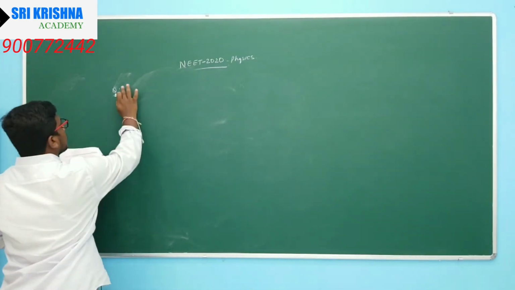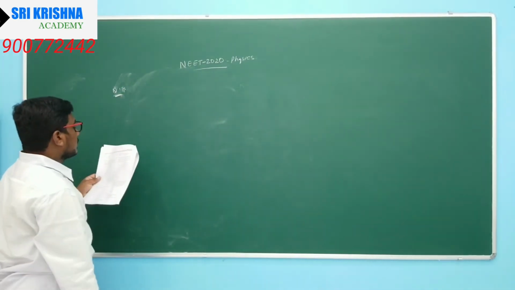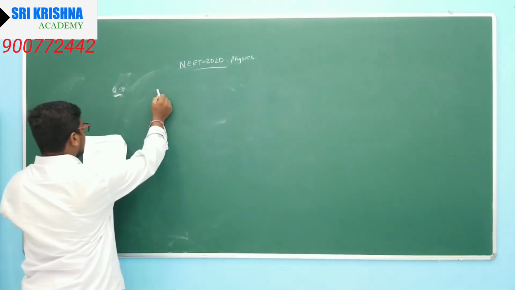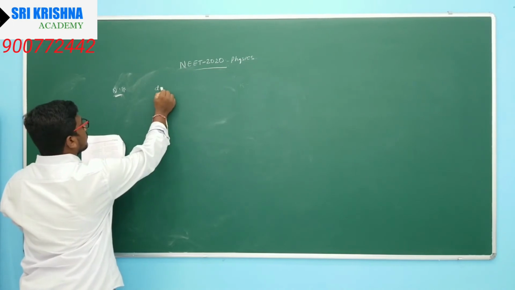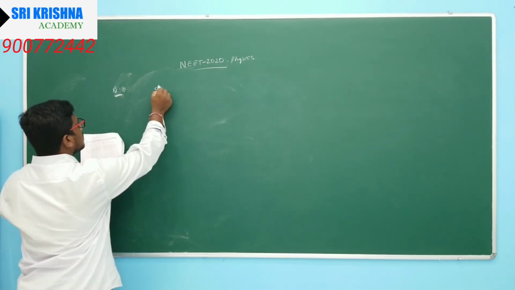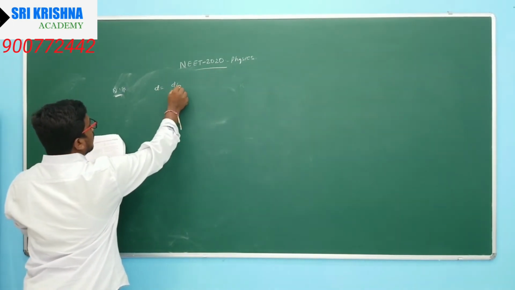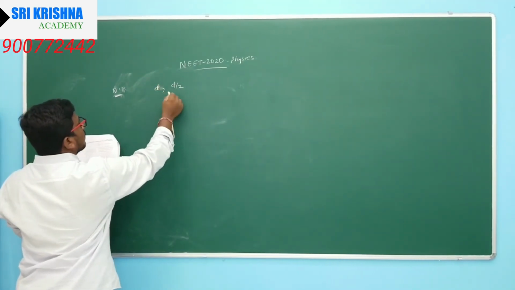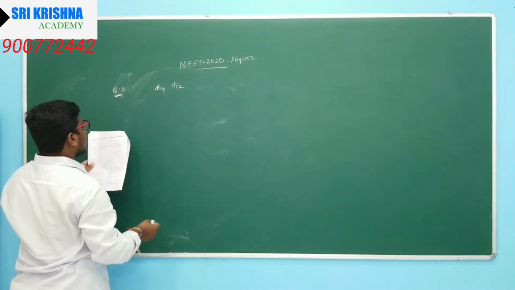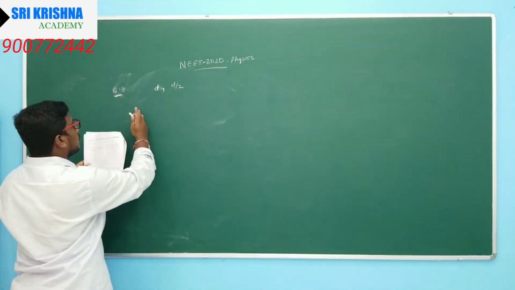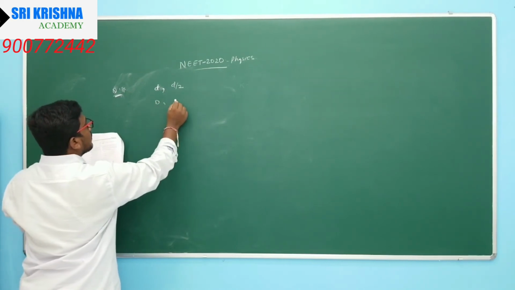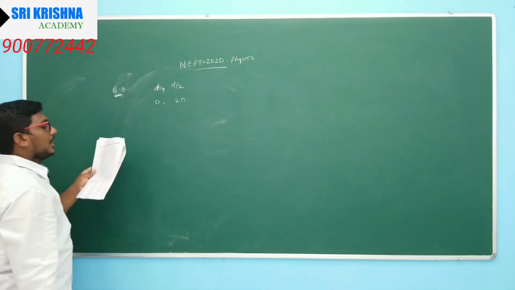In Young's double slit experiment, the separation between the coherent sources, small d, is halved, so it becomes d by 2. And the distance from the screen to the coherent sources is doubled, so that D becomes 2D.